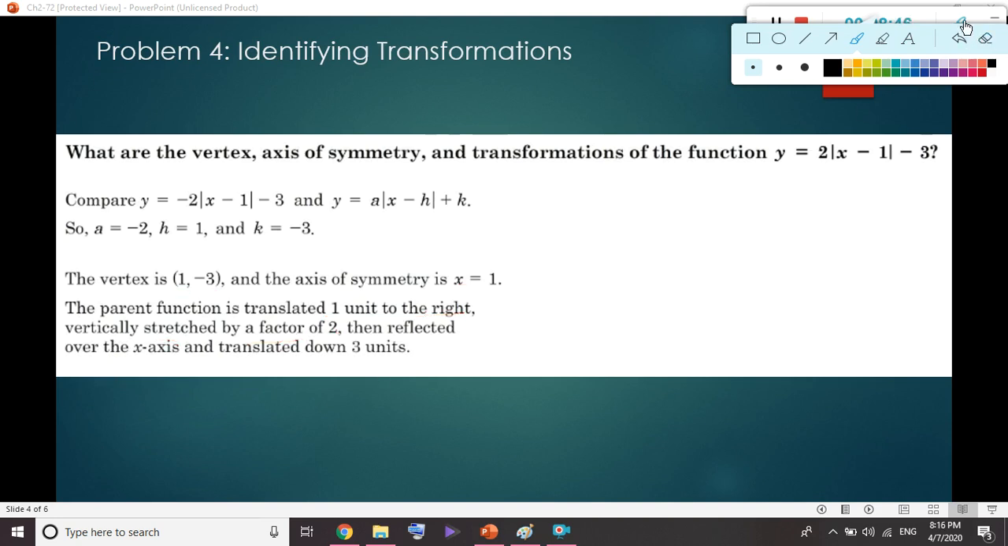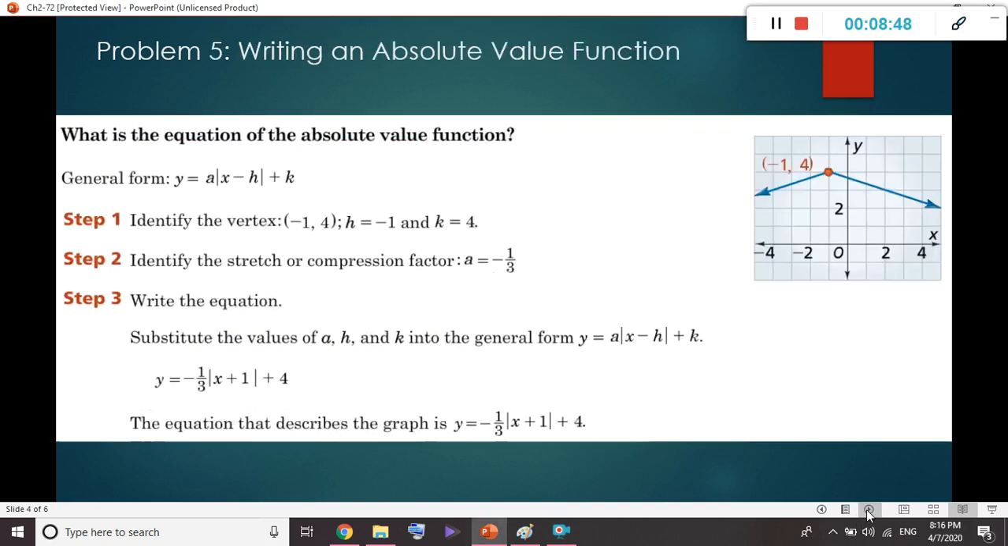That's right. Okay, let's go for the second idea we have here of writing an absolute value function. If they gave you a graph, and based on this graph we have to write the absolute value function. So let's solve it now together.